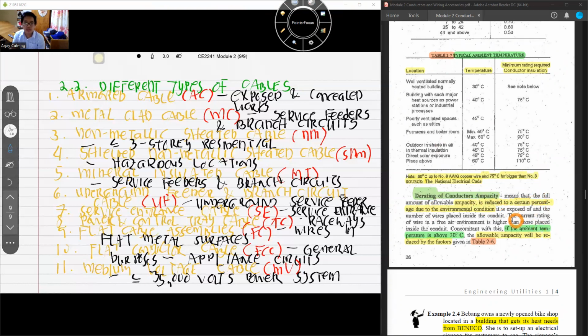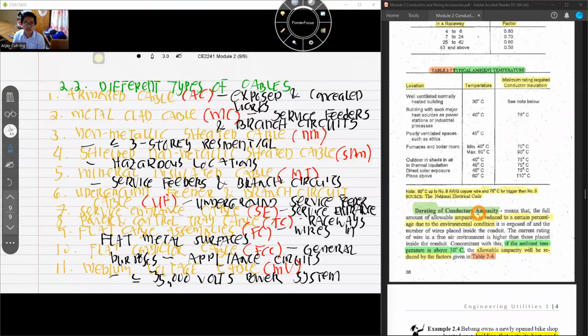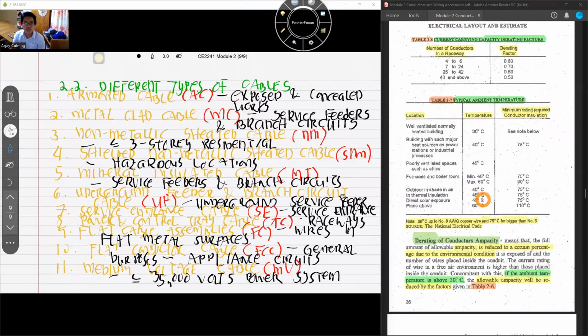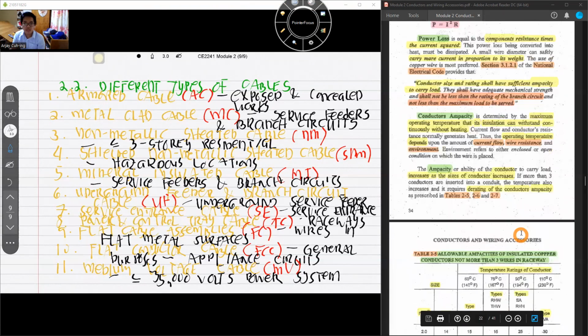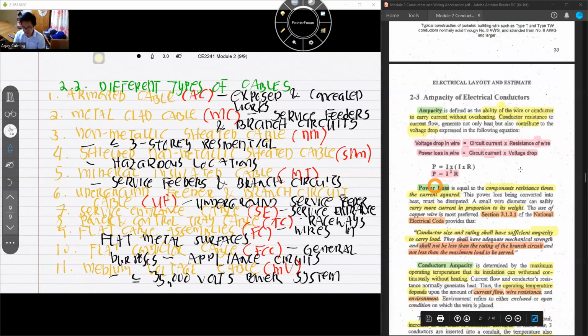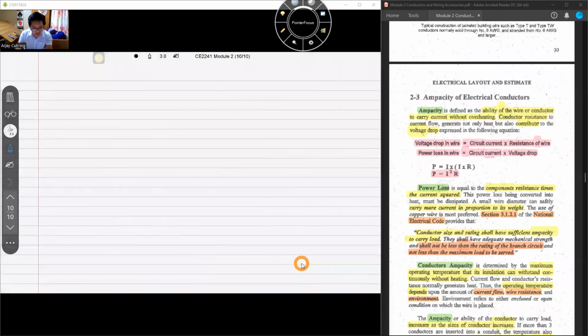Okay, so if the ambient temperature table, magsa-start pala siya sa. Okay. So again class, that's it for section 2.3. Okay, so i-summarize ko lang ulit class, no? Yung ating section 2.3. So what did we learn class from section 2.3?